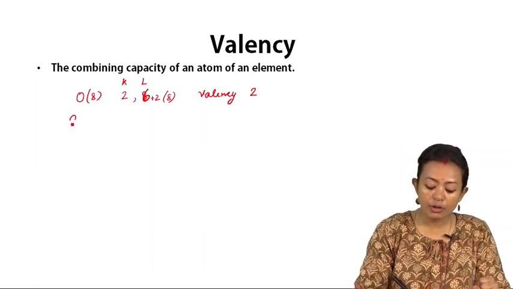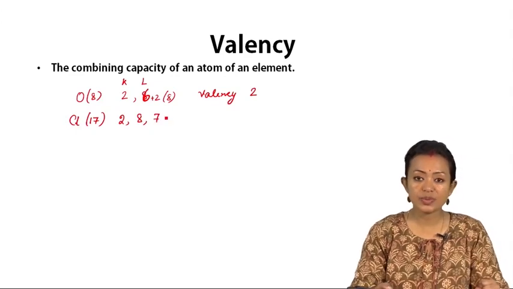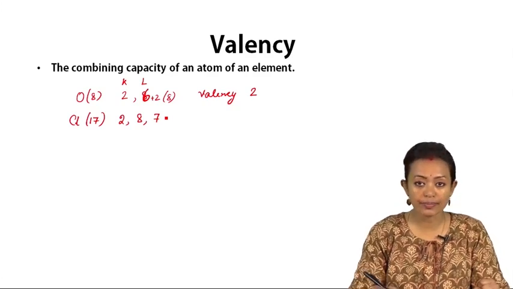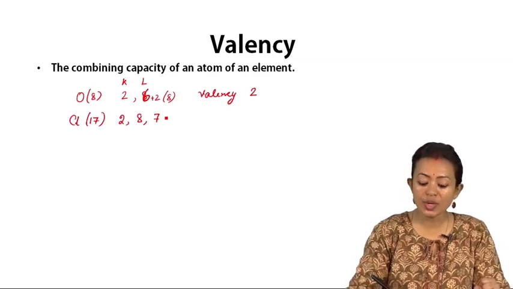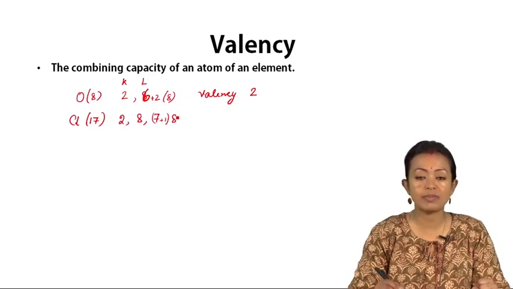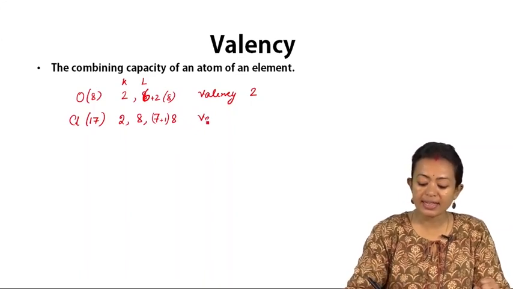Similarly, if we take chlorine, it has atomic number 17. So what is the electronic configuration? 2, 8 and 7. In this case, we see there are 7 electrons in the outermost orbit. That is, it is running short of 1 electron. So when it runs short of 1 electron, what does it do? It takes in another electron to make a total of 8, and thus it becomes stable. Because it has taken up 1 electron, the valency becomes 1.